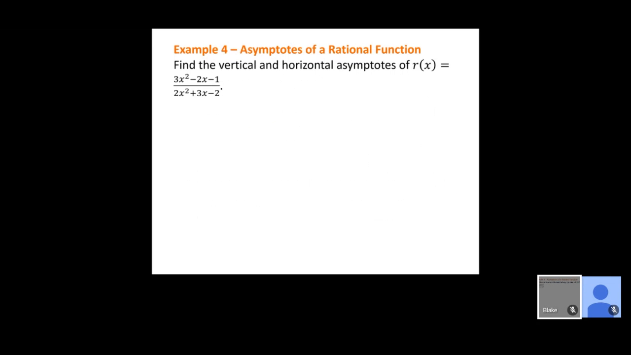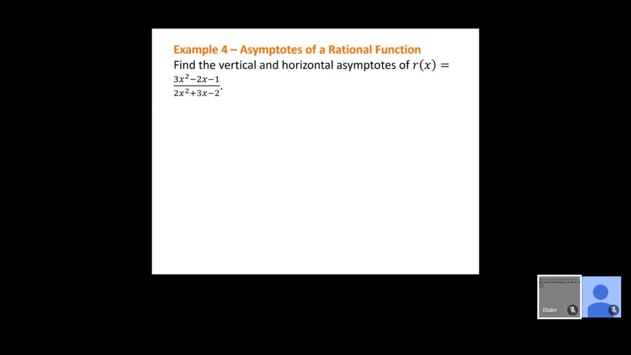All right, so let's take a look at this one. So we want to find vertical and horizontal asymptotes of R of x. Now, the first thing we always want to do with these rational functions is go ahead and factor them, see if anything simplifies, and then we're going to actually look for those zeros to find the vertical asymptotes, and we can do our division if we need to find the horizontal asymptotes.